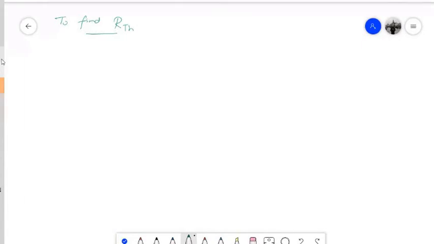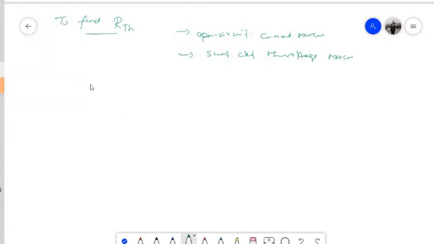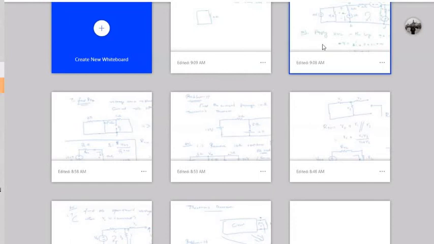Now to do this, we need to open circuit the current sources and short circuit the voltage sources. When I do so, the circuit that I have given will get reduced as follows. Initially there was a voltage source. It will take you back to the circuit.